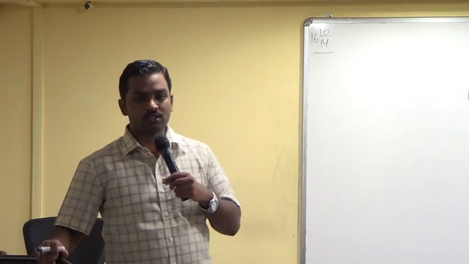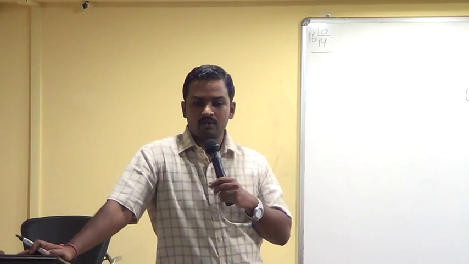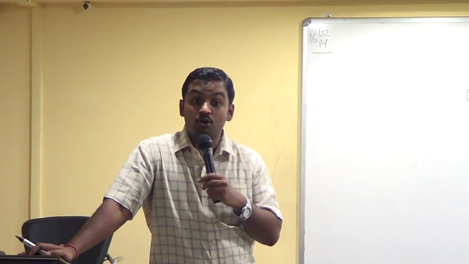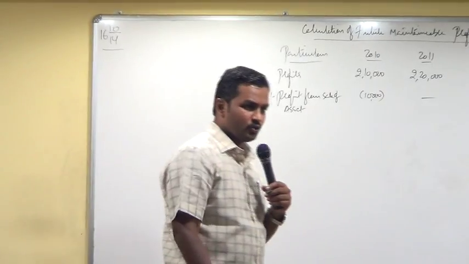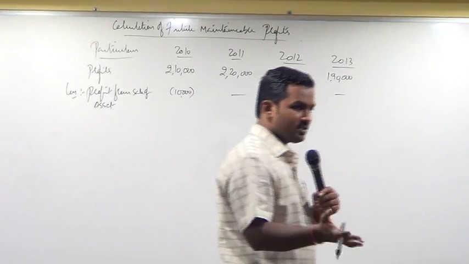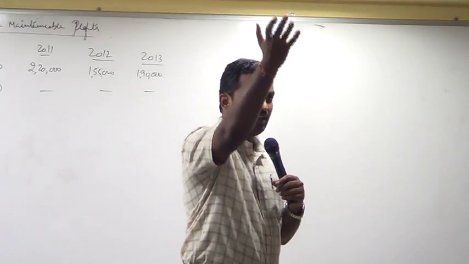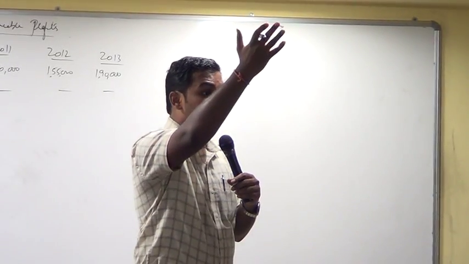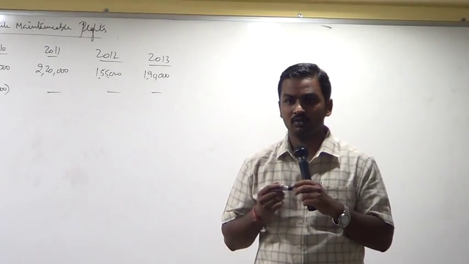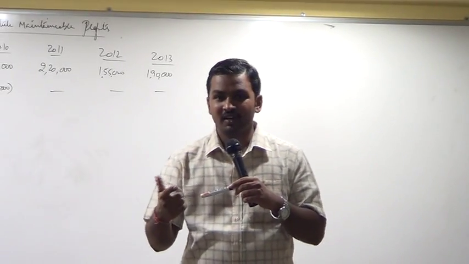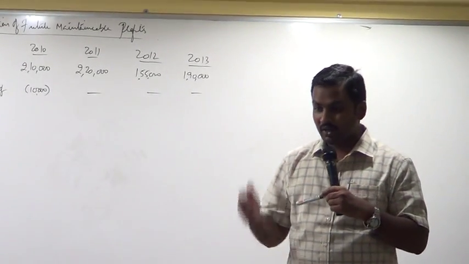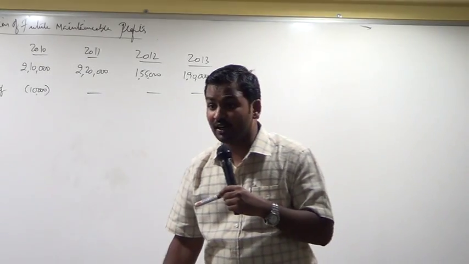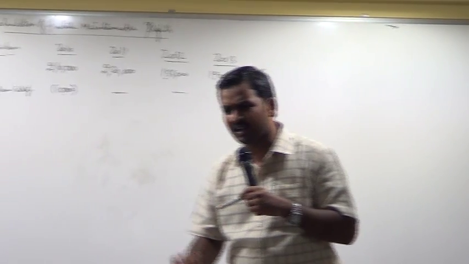Next, see 2011. In 2011 a bigger mistake happened. What happened in 2011? Closing stock was overvalued by 20,000. Now, if you increase the value of closing stock, what will happen? Please imagine a trading account. If you increase the value of closing stock, total of the credit side will increase. Automatically profits will also increase. Yes or no? So how did you increase your profits? By making more sales or by artificially increasing the value of closing stock?